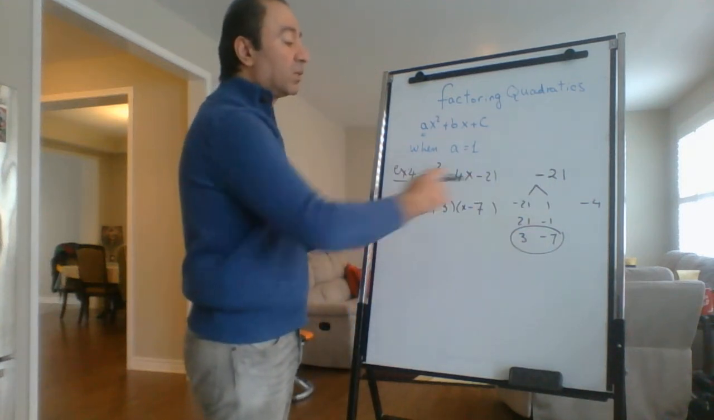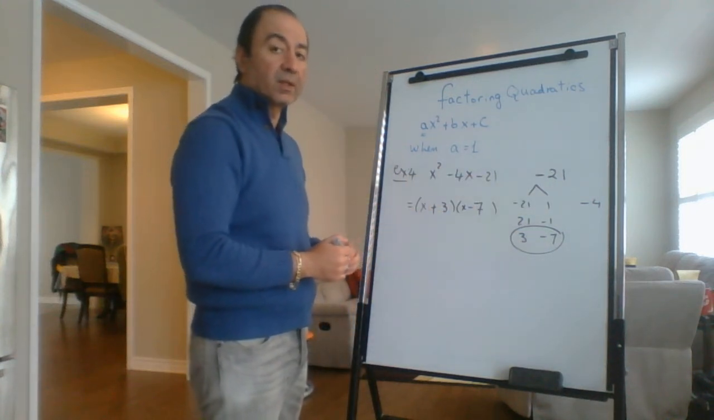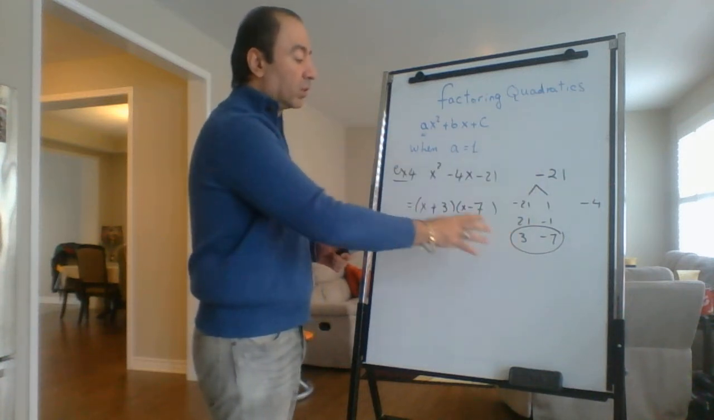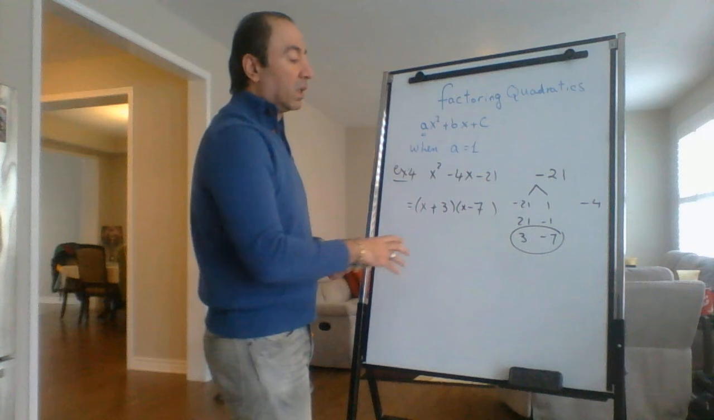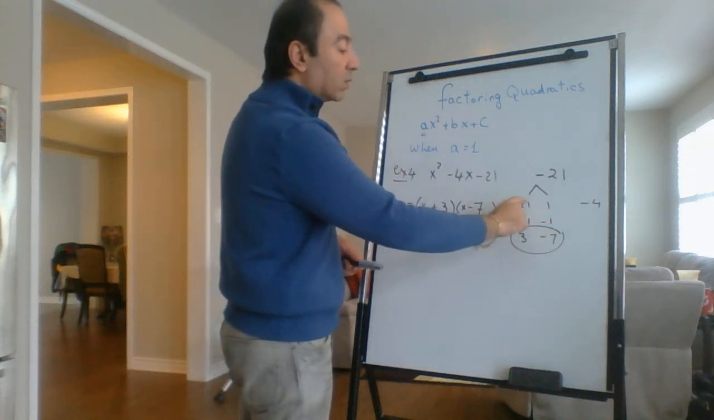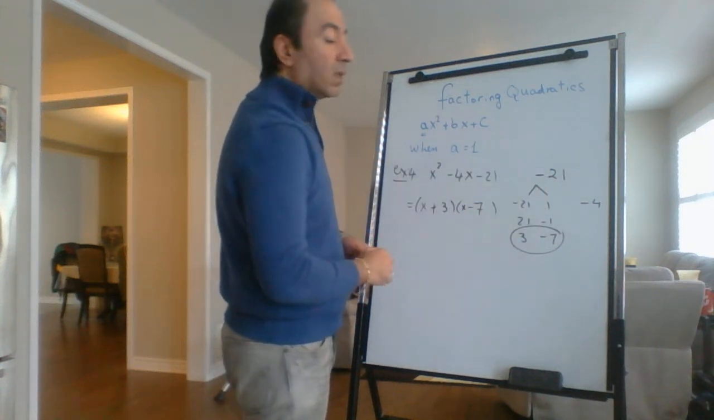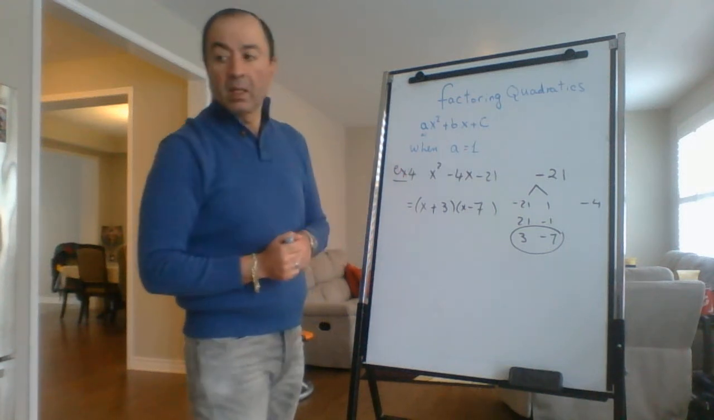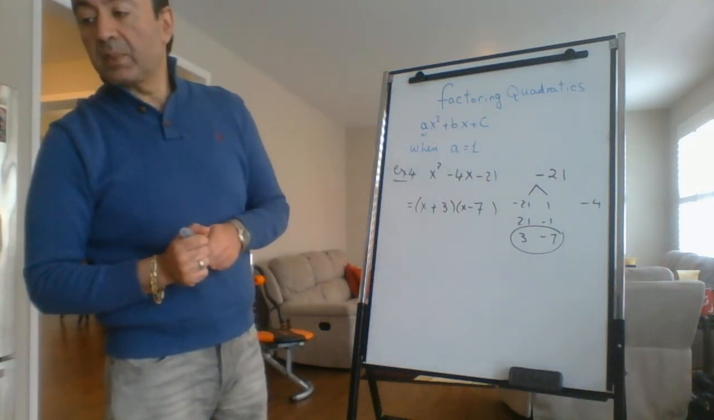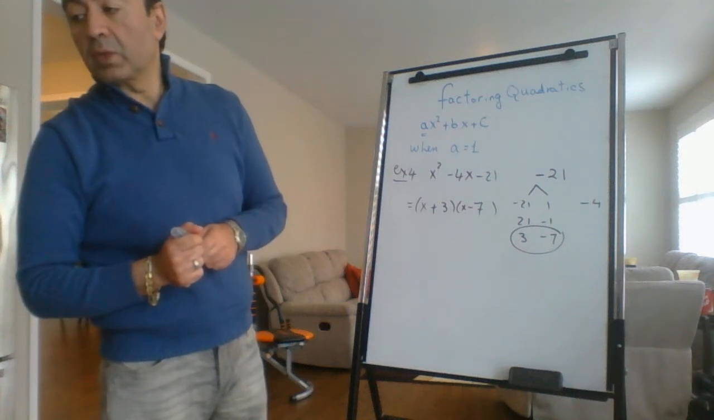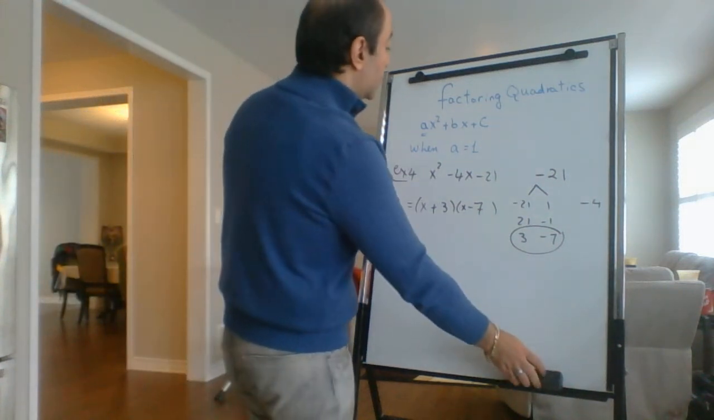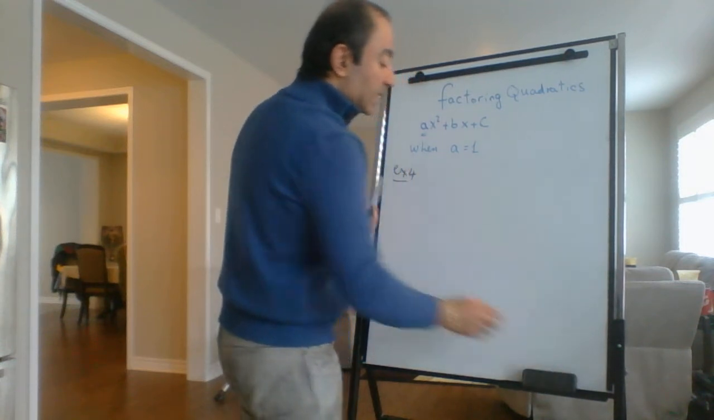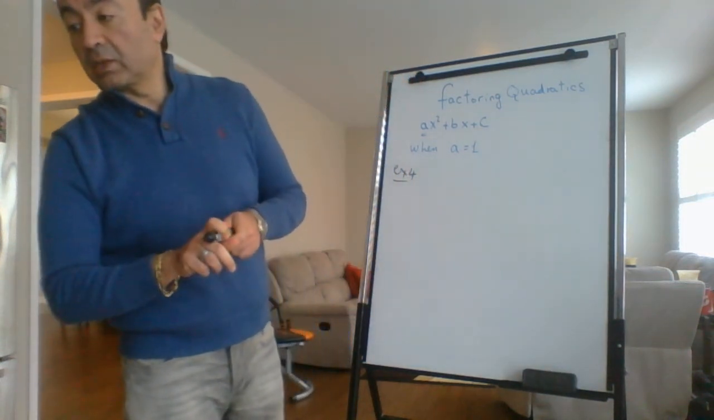Okay, after a while you will get used to it and you will find it easier. You will find the numbers without doing all this. But for now, if you have trouble, just try to find all the factors and see which one will give us b. I will give you an example of something that will not work. If we cannot find two numbers that multiply to c and add to b, that means we cannot factor this.